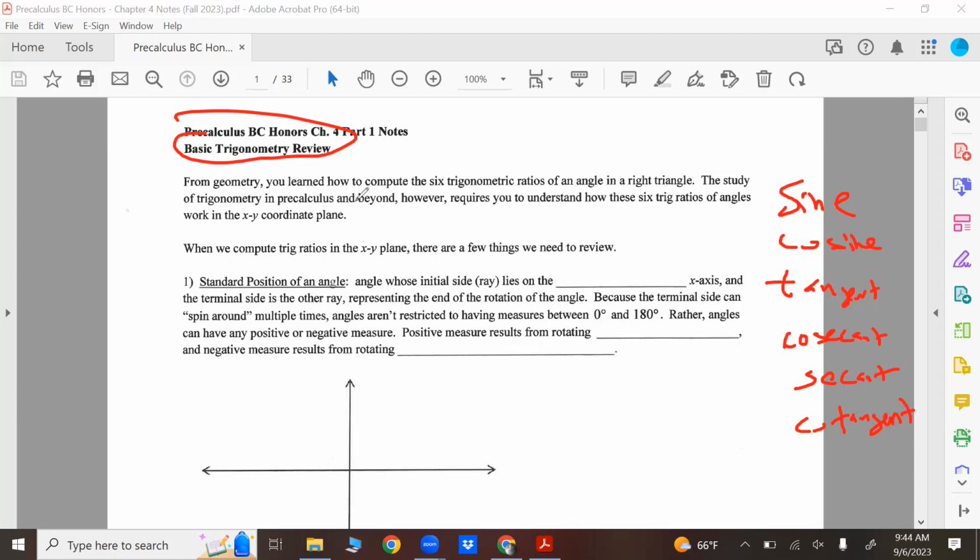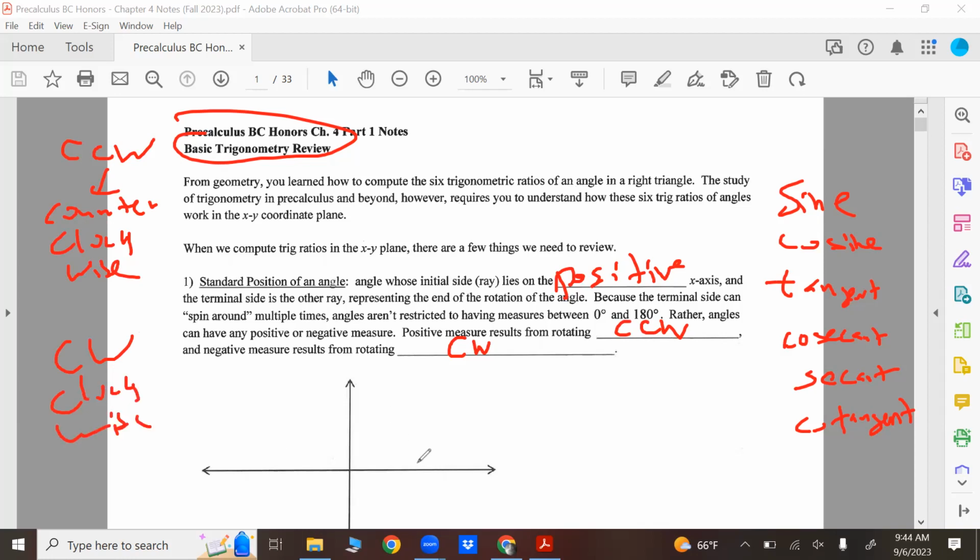Let's talk about standard position of an angle. The standard position of an angle always lies on the positive x-axis, and you rotate counterclockwise in the positive direction. CCW is short for counterclockwise, and negative would be clockwise. I'll do a little key here because I don't want to keep writing this over and over, because it's really a pain to write. CCW stands for counterclockwise, and CW stands for clockwise.